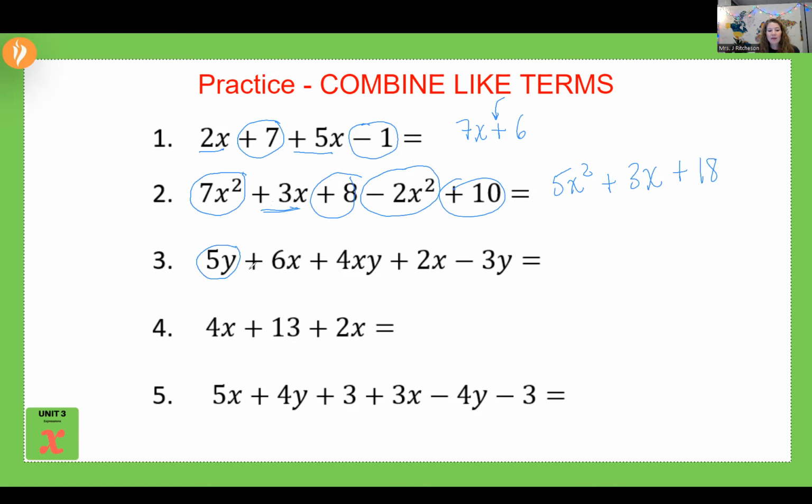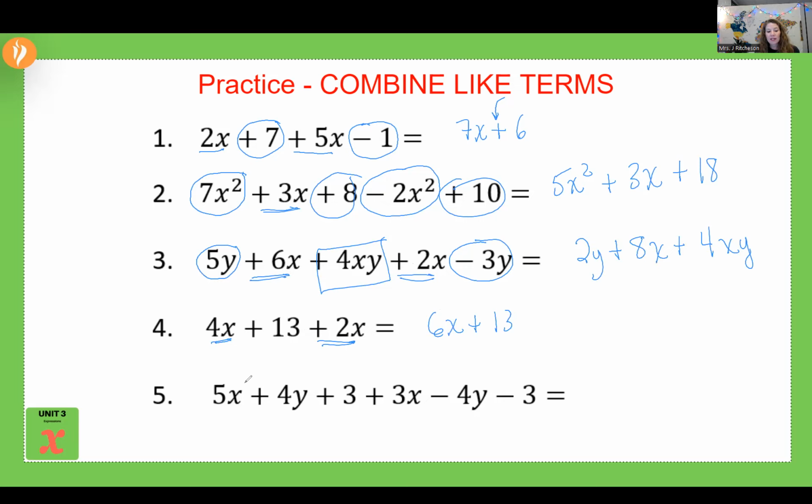All right, the next one, we'll start with our y's. We have 5 yo-yos minus 3 yo-yos. That's 2 yo-yos. And then we have 6x plus 2x. 6x plus 2x is 8x. And then this term is all by itself. It must be part of our answer. The next one, we have 4x plus 2x, which is 6x. And then plus 13 is part of our answer.